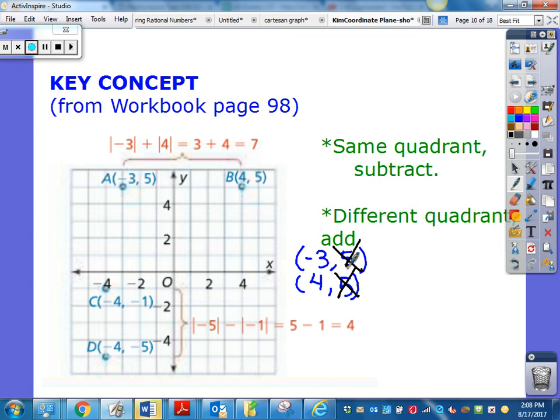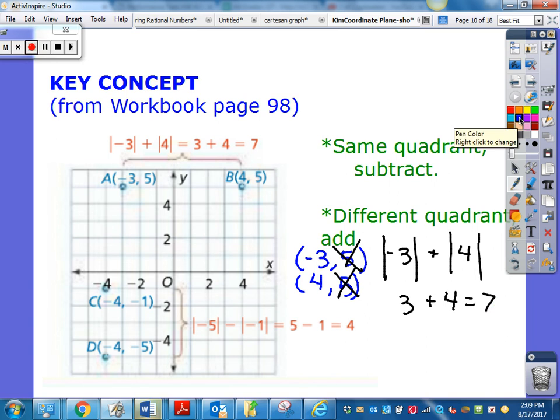So then I look at what's different. I'm going to add the absolute values. So 3 plus 4 equals 7. Let's look at the picture and see if it makes sense of where the 3 and the 4 came from. If I'm starting at point A, if I walk 3 spaces, I would land right on the y-axis, because the absolute value of -3 is 3. That tells me how far I have to walk to get to the y-axis.